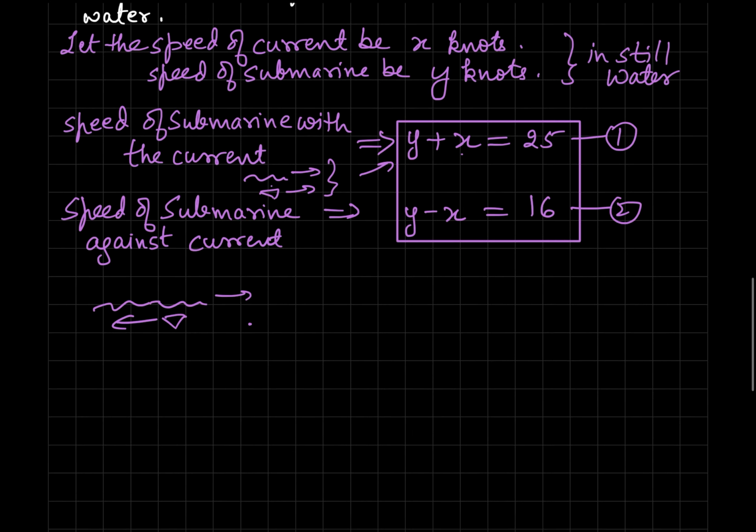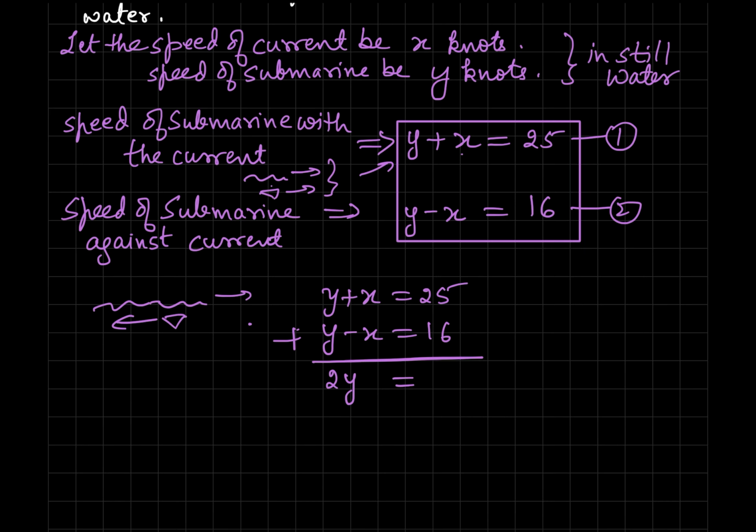So by adding these two, I am getting y plus x equals 25 and y minus x equals 16. Adding the two equations, y plus y will give me 2y, x minus x would get cancelled, 25 plus 16 would give me 41, so y is 41 over 2. I can say y is 20.5 knots, correct? So we got y.